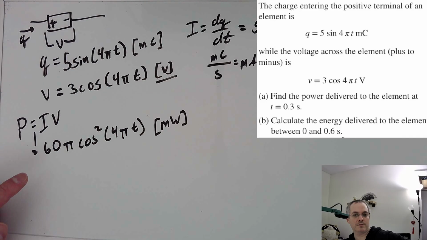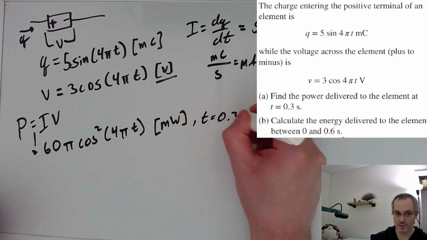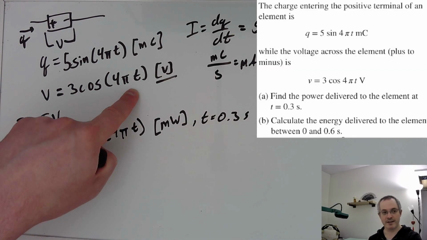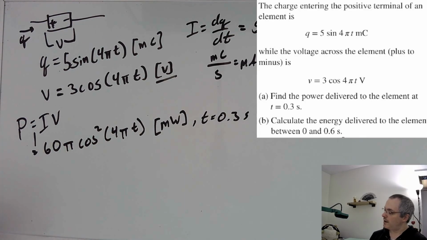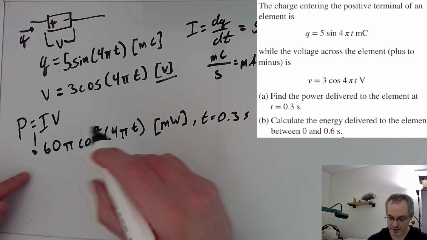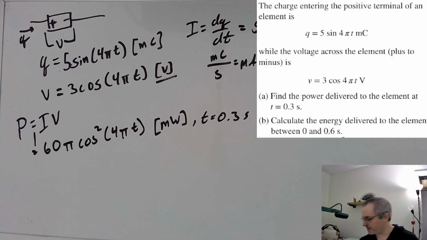It's this one? Yeah. Power delivered to the element at 0.3 seconds. So we want t equals 0.3 seconds. Okay. So there they gave us a unit, but that doesn't tell us that t in here is definitely seconds. Anyway, it's okay. So t is 0.3, so we just need to get the calculator out for that one.